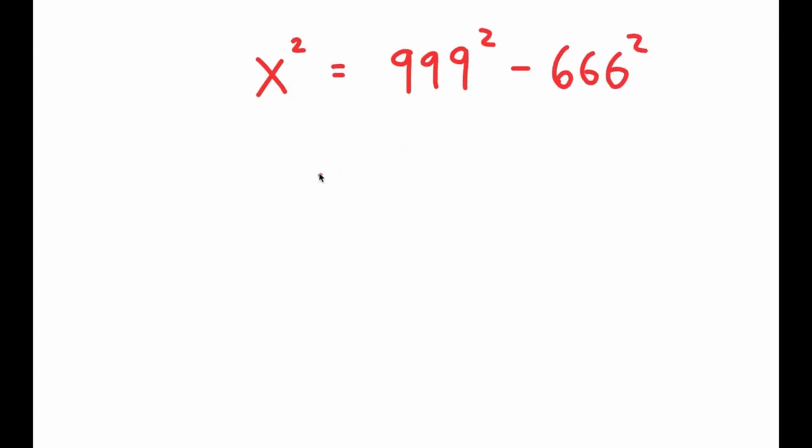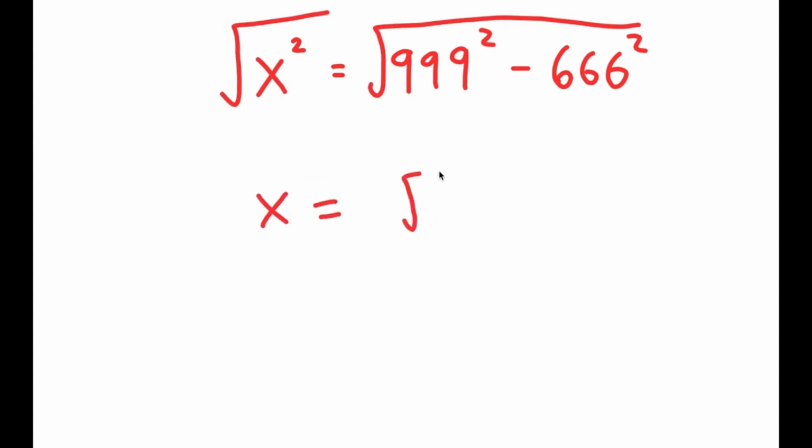All right, so in this video, I'm going to solve the equation x squared is equal to 999 squared minus 666 squared. So to solve this, I'm going to first take the square root on both sides. So I can get rid of this x squared, and I have x is equal to the square root of 999 squared minus 666 squared.